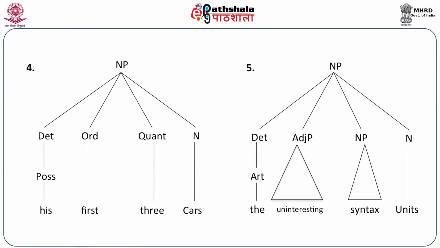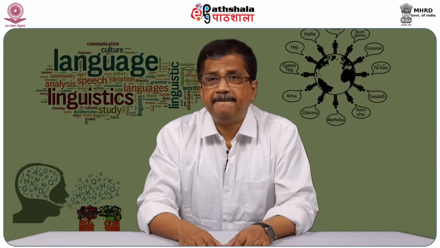Now look at 4, the noun phrase in 4. Here you have, in addition to a determiner, an ordinal and a quantifier before the noun. Ordinals are things like first, second, third, and quantifiers are 2, 5, 10, etc. And then in the other noun phrase, that is 5, you have an adjective phrase and you also have a noun phrase before the noun.